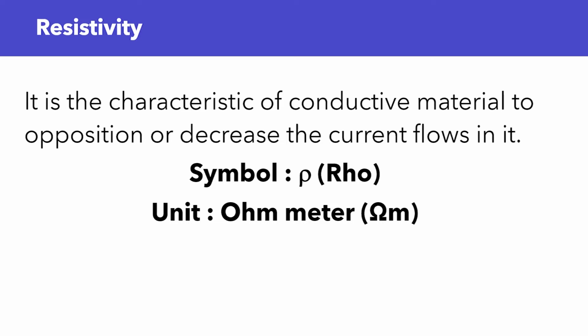Resistivity is the characteristic of conductive material to oppose or decrease the current flow in it. The symbol is rho and the unit is ohmmeter. Okay, it's the characteristic of conductive material.